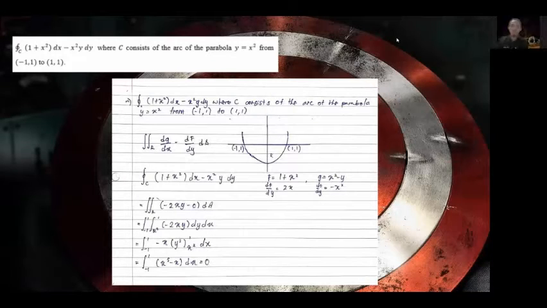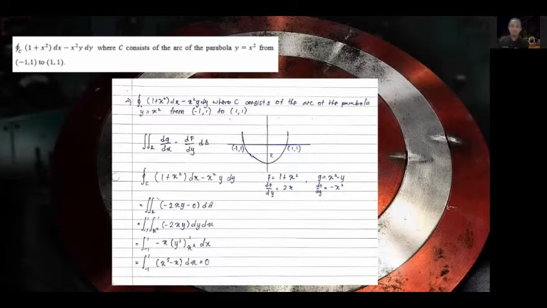I am Khairul Zikrie. So the first question is the integral over C of (1 plus x squared) dx minus x squared y dy, where C consists of the arcs of the parabola y equals x squared from negative 1, 1 to 1, 1. So firstly, we sketch the graph, and according to this theorem, 1 plus x squared is equal to F, and when we differentiate, we get 0. Negative x squared y is equal to G, and when we differentiate, we get negative 2xy.